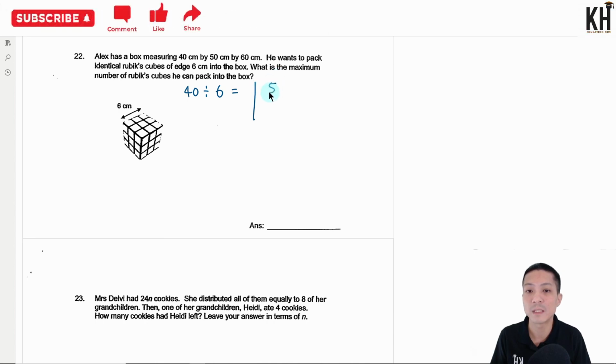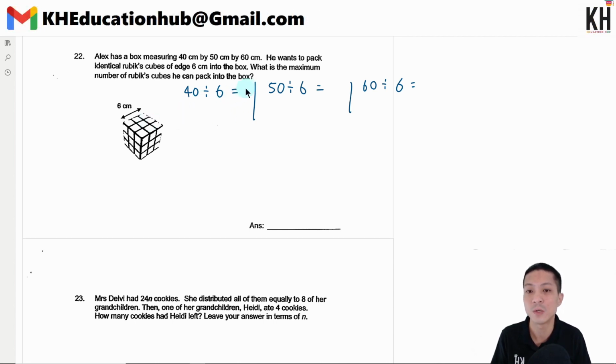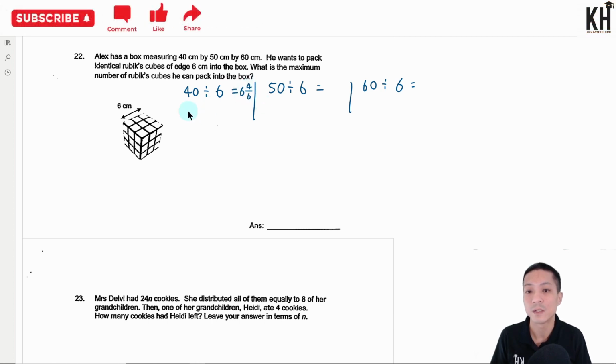So 40 divided by 6, 50 divided by 6, and 60 divided by 6. What is the closest whole number? So 40 divided by 6 will be 6 and point something, right? So the closest whole number will be 6. Or should I do 6 whole and remainder? Or should I put it in fraction? Maybe I'll put it in fraction. So it'll be 6 and 4 out of 6. So I'm just gonna take the whole number, which is 6.